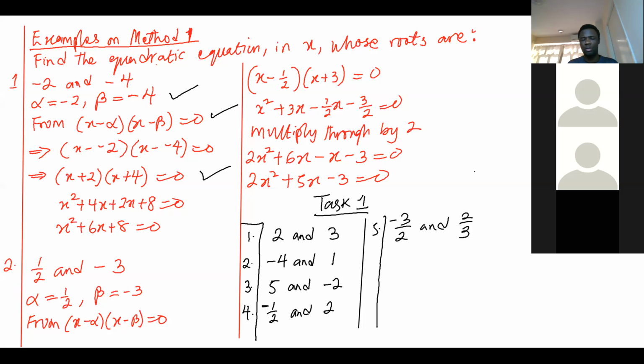So we'll give you about 5 more minutes. If anyone is not able to complete it, you can take your time later to do it. And we move to method 2.